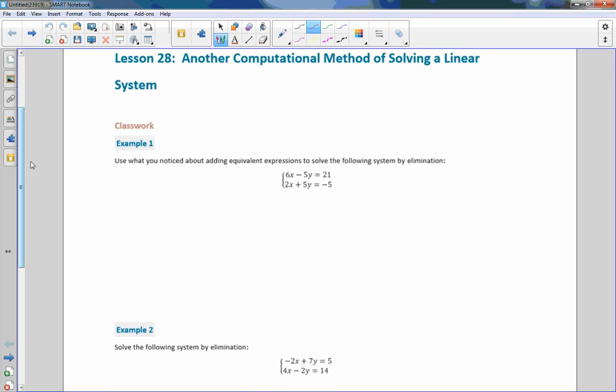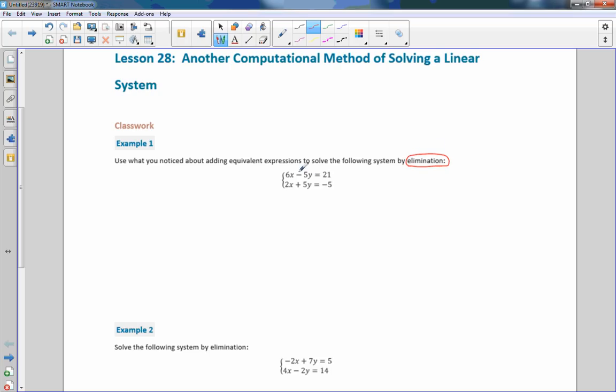Okay, so we just finished lesson 27, and in order to solve linear systems there, we graphed both of the equations and saw where they crossed, or where the point of intersection was. Now we have this system of linear equations. Example one says: use what you noticed about adding equivalent expressions to solve the following systems by elimination. So we're going to use elimination to do this.